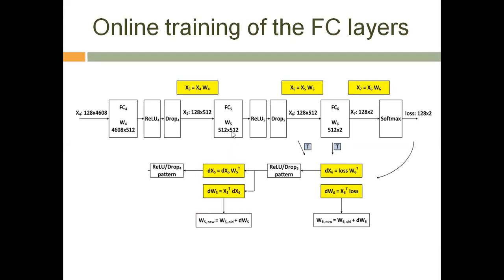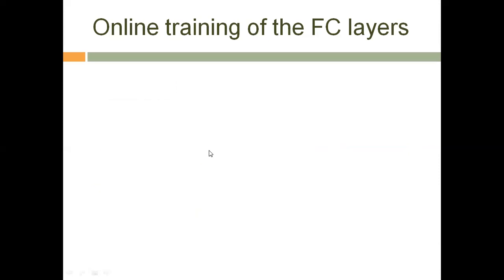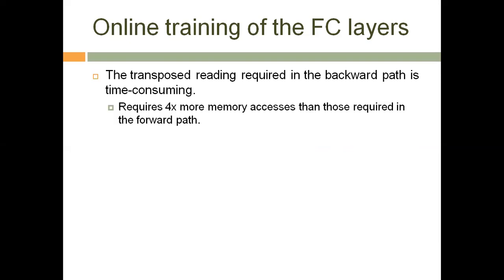Same thing for fully connected 5. We need the transpose reading of W5 and X5, and then the new W4. In this example, we have 8 matrix multiplications as shown in the yellow rectangles, and we also need the transposed operations. The transposed reading required in the backward path is time consuming. It requires 4x more memory accesses than those required in the forward path.